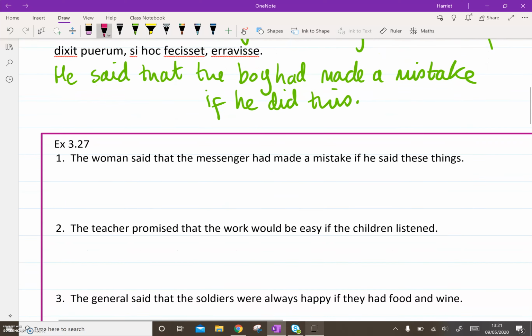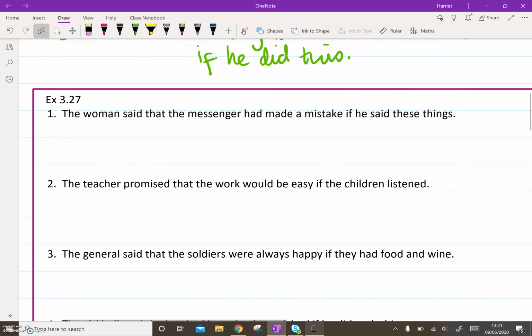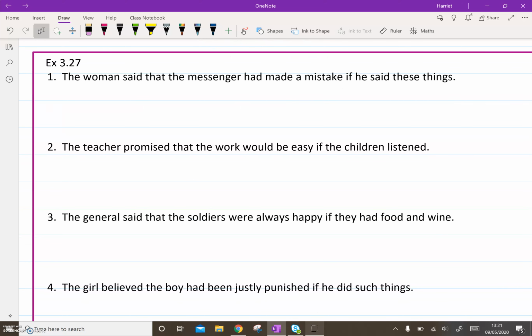So starting with number 1, we're given the English sentence, the woman said that the messenger had made a mistake if he said these things. Okay, so we've got had made a mistake here, so we're starting to think about everything being in the past. So let's do the simple bits first. So femina dixit, that the messenger, so the messenger is the accusative.